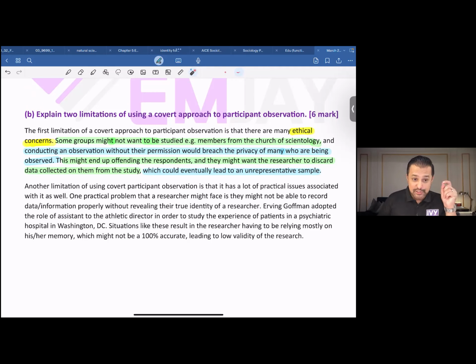So another limitation of using covert participant observation is that it has a lot of practical issues. The first issue that you chose over here was ethical. The second over here is practical.